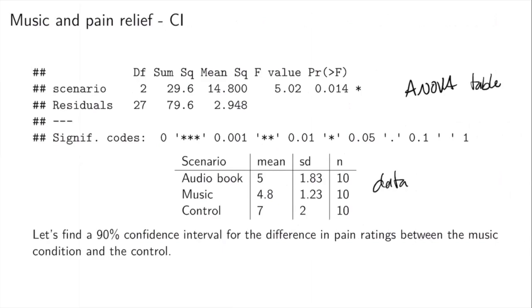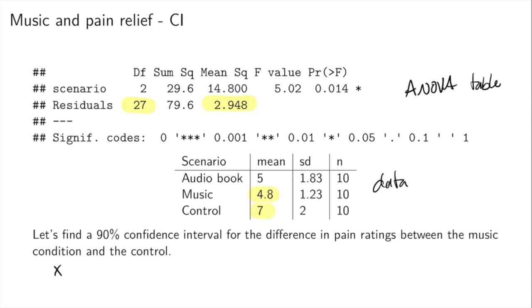We've got our ANOVA table, and then we've got our data. The things that are going to be really important are the mean square error, which is the mean square for the residuals, and the degrees of freedom for the error. And then we're going to need whatever means we're going to find a difference about. So I said, let's find a 90% confidence interval for the difference in pain ratings between the music condition, which had a mean of 4.8, and the control, which had a mean of 7.